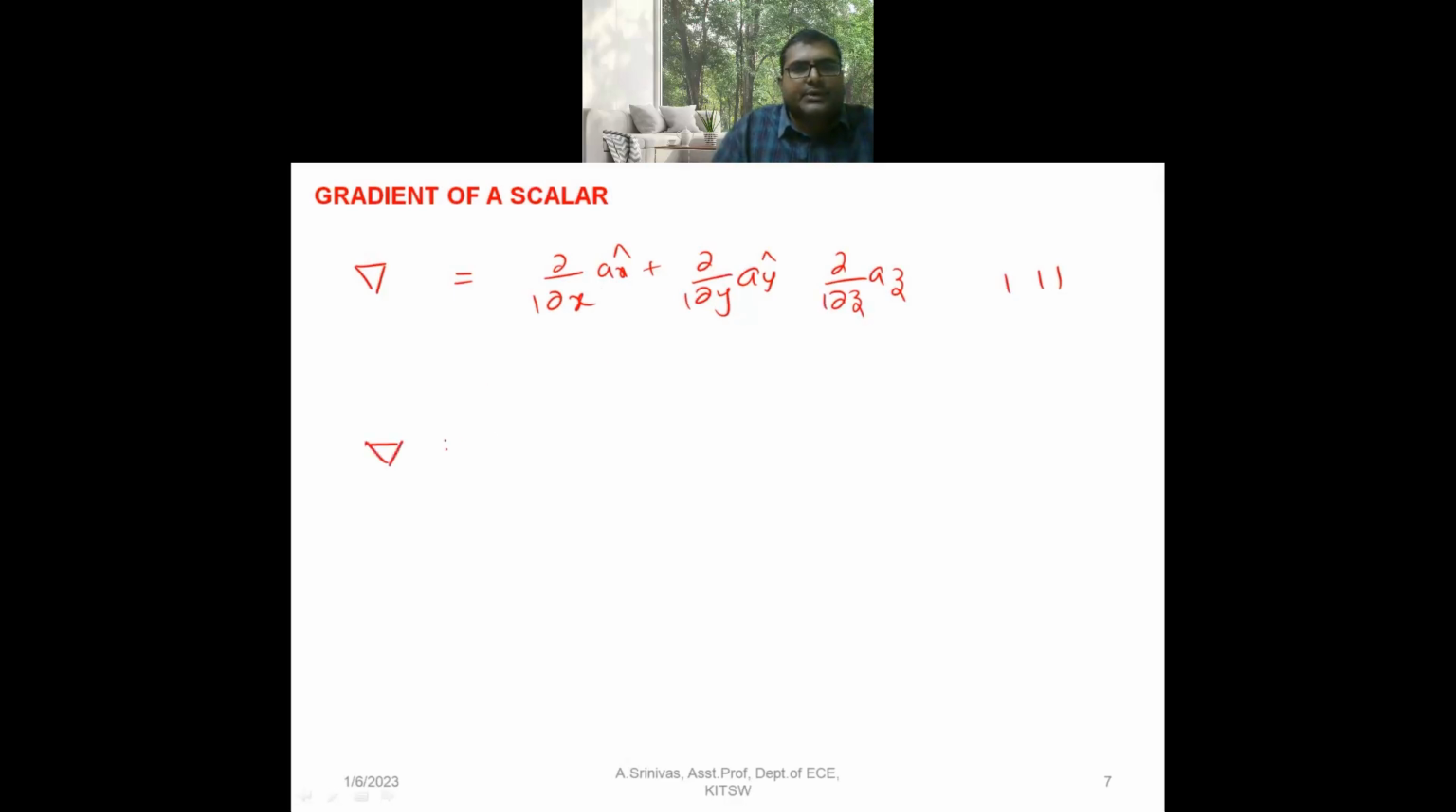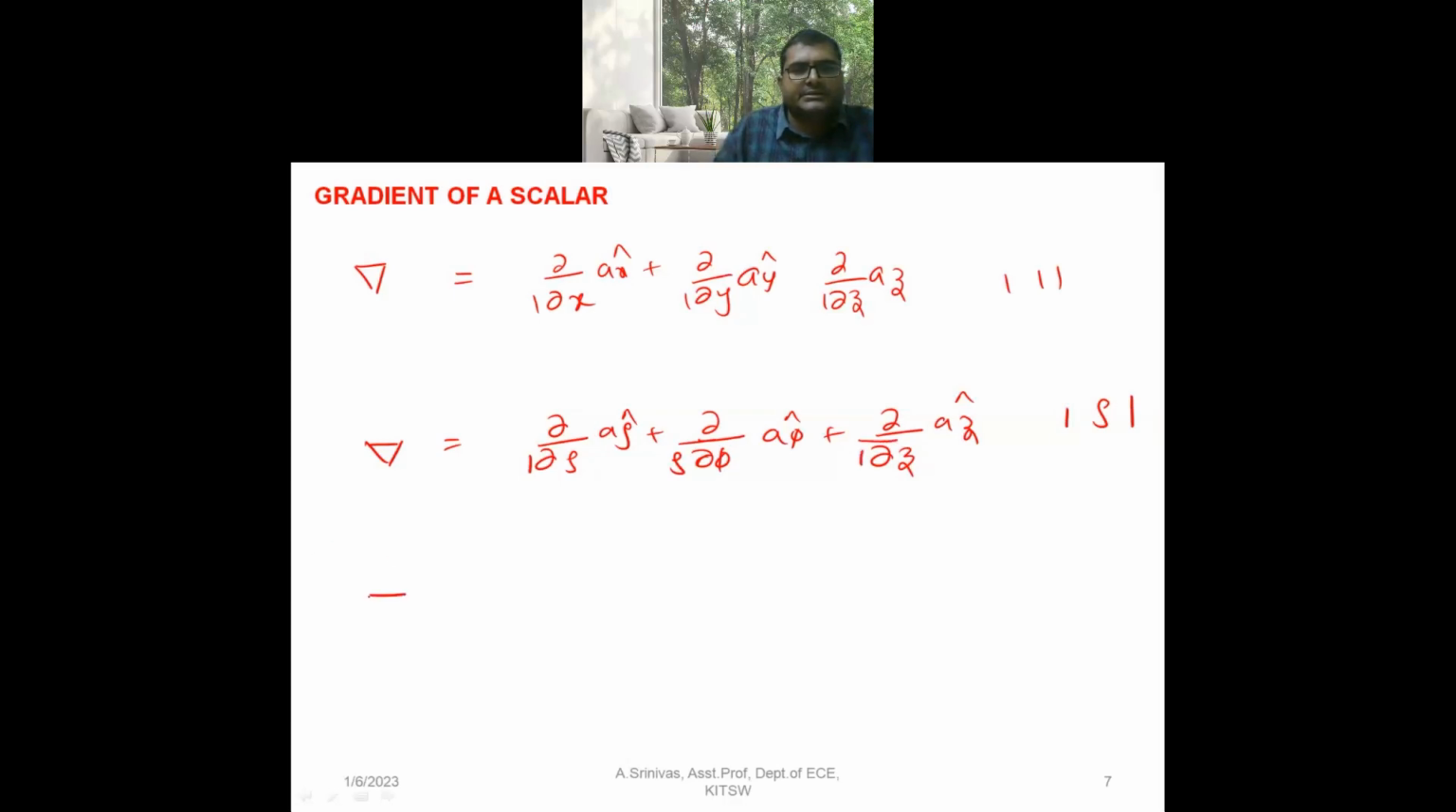In cylindrical coordinate system, it is ∂/∂ρ aρ cap plus ∂/∂φ of aφ cap plus ∂/∂z of az cap. Here the notation is 1, ρ, 1.